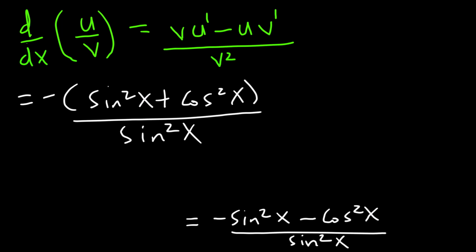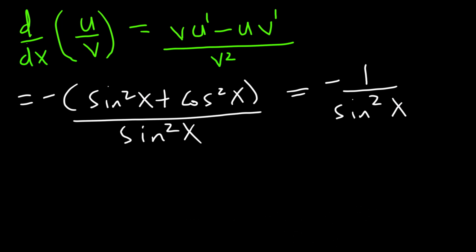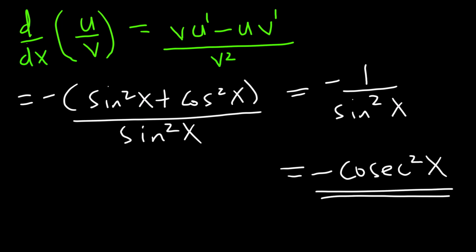And we know that sin squared x plus cosine squared x equals 1. So this will be equal to negative 1 divided by sin squared x. And now if 1 divided by sin x equals cosecant x, therefore 1 divided by sin squared x will be equal to cosecant squared x. So this will be equal to negative cosecant squared x. And that's how we prove it.